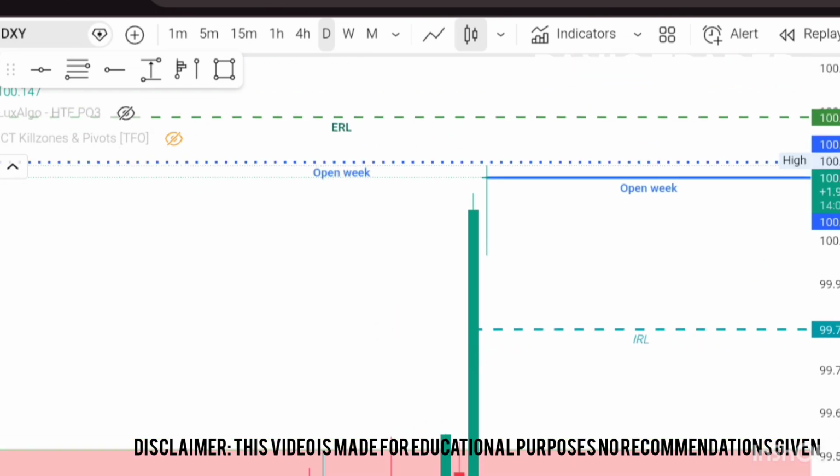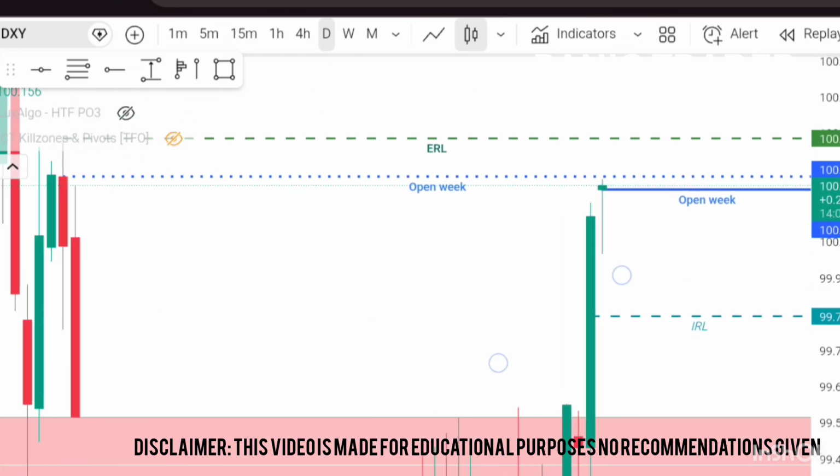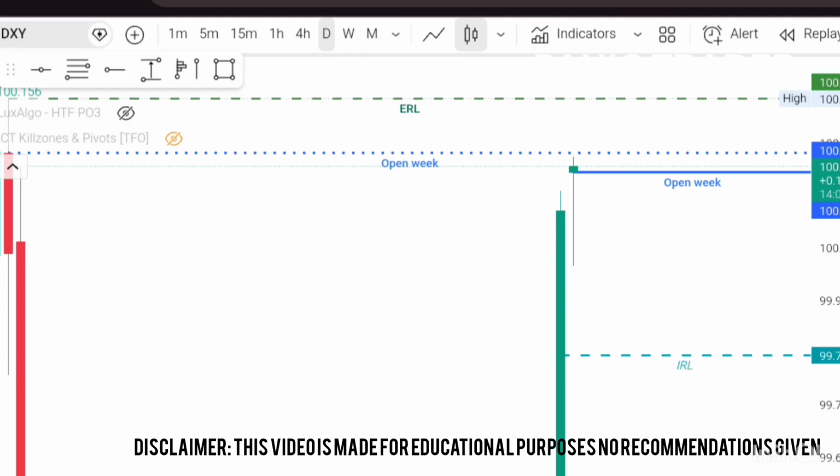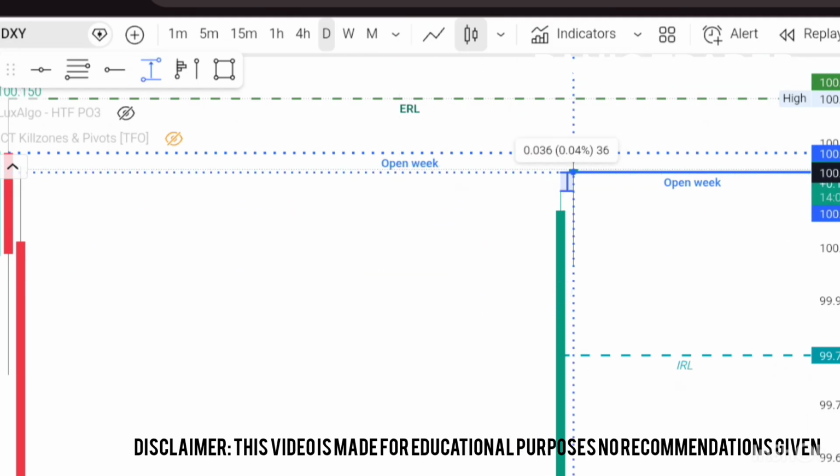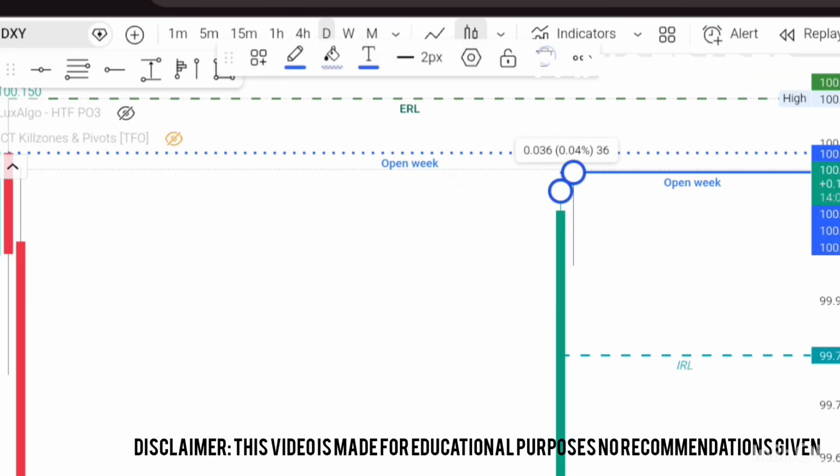Starting from the dollar index, I have kept it in a daily time frame. Dollar has opened with a gap up, around 36 points. Right now it is trading at premium levels.